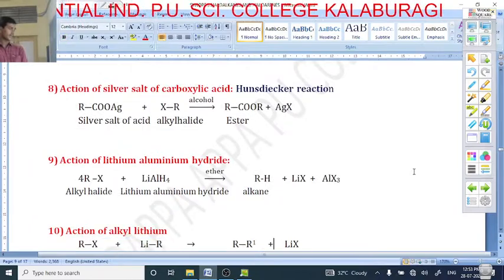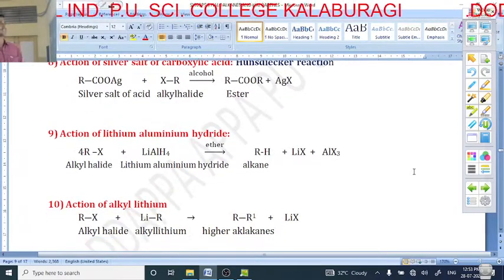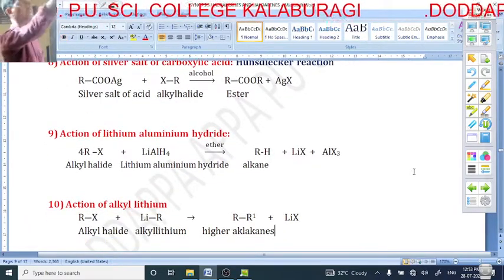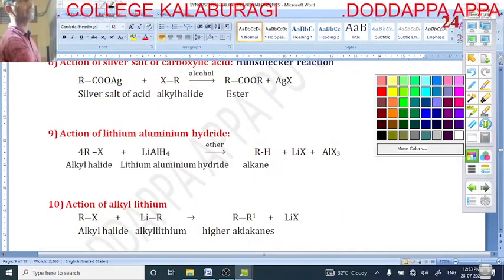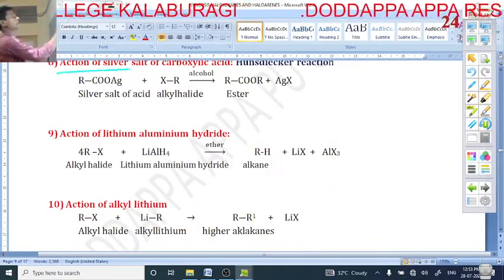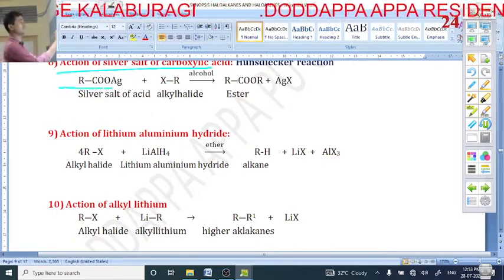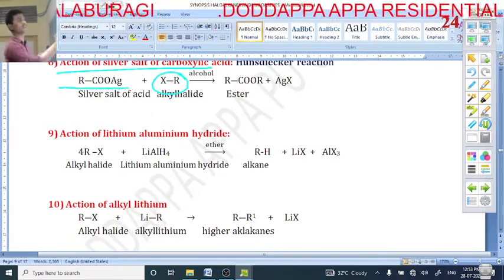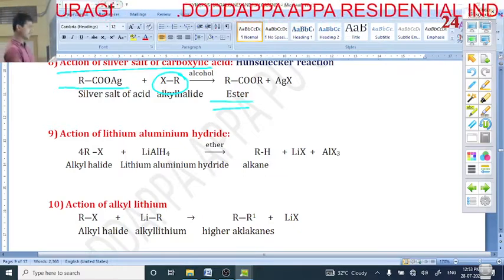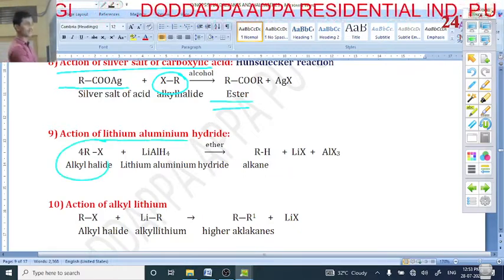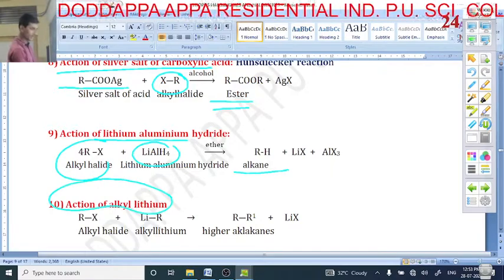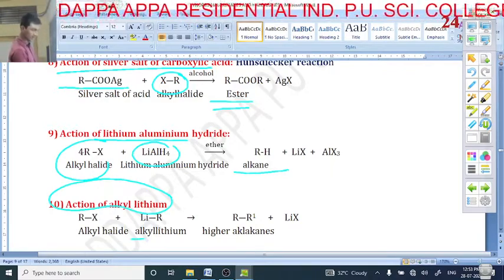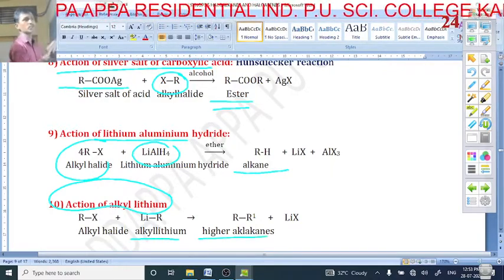The next are reactions 8, 9, 10. The action of silver salt of carboxylic acid: the silver salt of carboxylic acid reacts with alkyl halide and gives ester. Similarly, alkyl halide reacts with lithium aluminum hydride and gives alkane. The action of lithium gives a higher alkane.